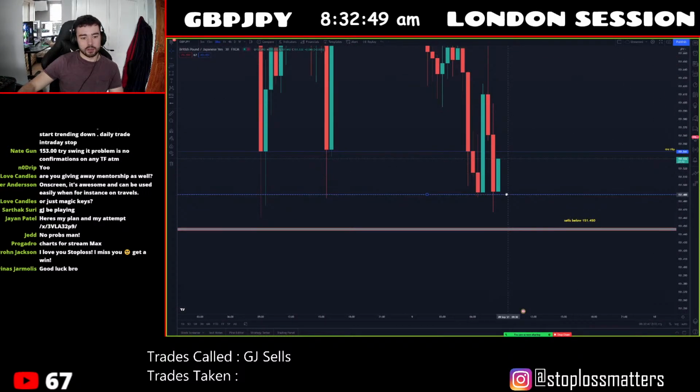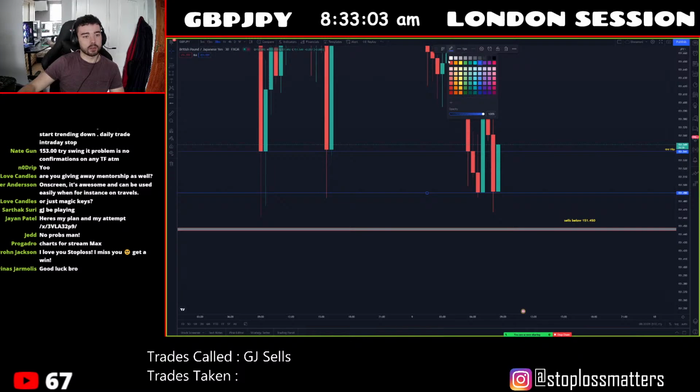Yeah, so I actually might do it on the wick of the candle over here. 490. Let's just move that. Yeah, I'm actually gonna go for this sell stop at this point. See how far this pulls up. So I've got a sell stop here.